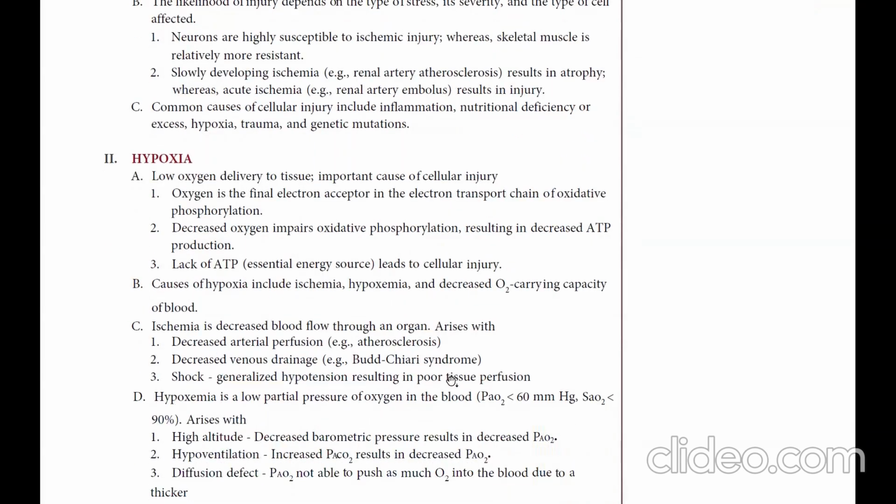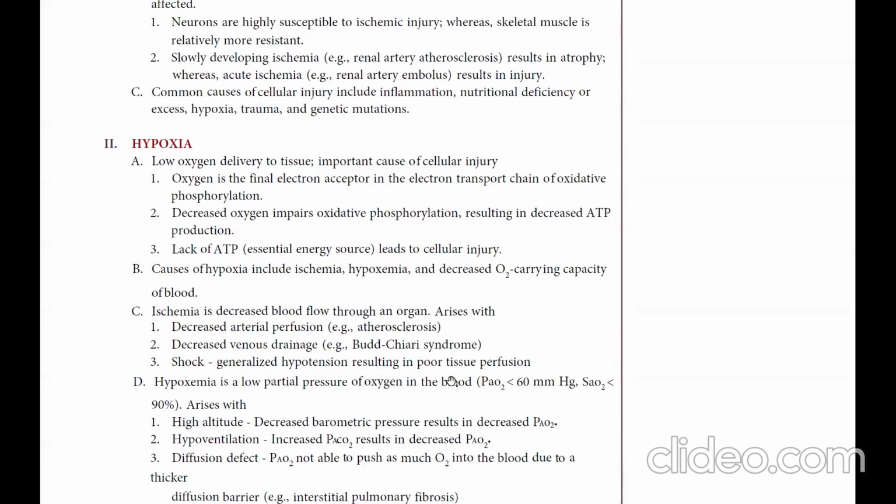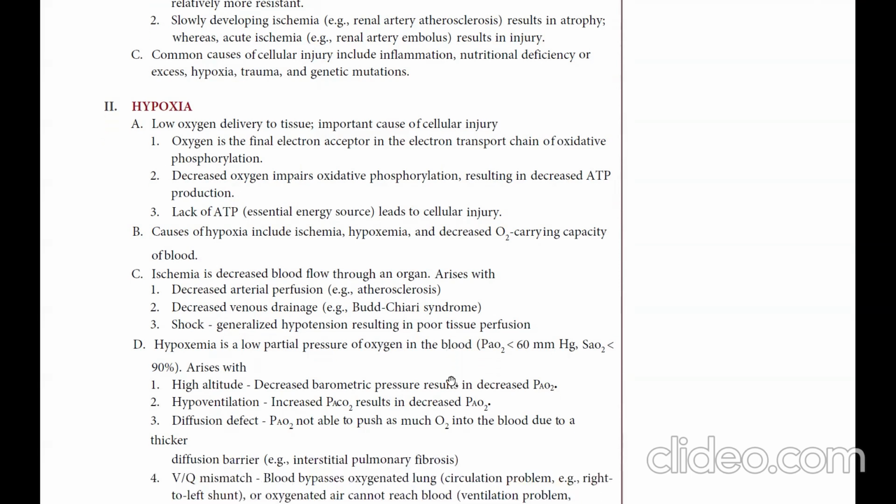Causes of hypoxia include ischemia, hypoxemia, and decreased O2 carrying capacity of blood. Ischemia is decreased blood flow through an organ. It arises with decreased arterial perfusion, for example, arteriosclerosis, decreased venous drainage, for example, Budd-Chiari syndrome, and shock. Generalized hypotension results in poor tissue perfusion. Hypoxemia is low partial pressure of oxygen in the blood. Partial pressure of oxygen is less than 60 millimeters of mercury and saturation of oxygen is less than 90%.